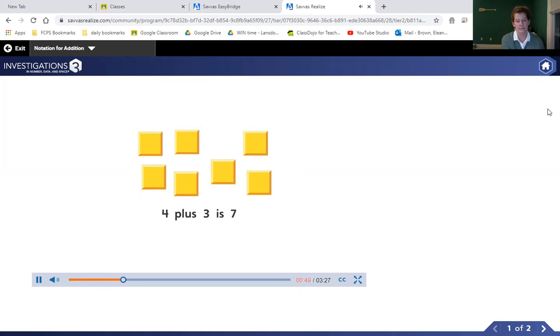I can use math symbols to show this. 4 plus 3 equals 7. I can also write it like this. 7 equals 4 plus 3.